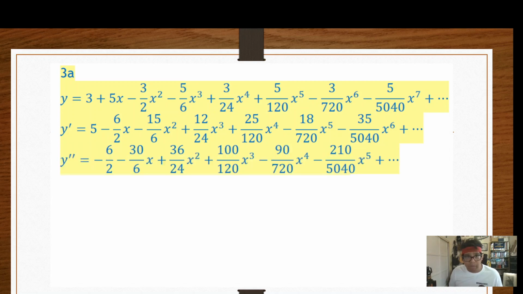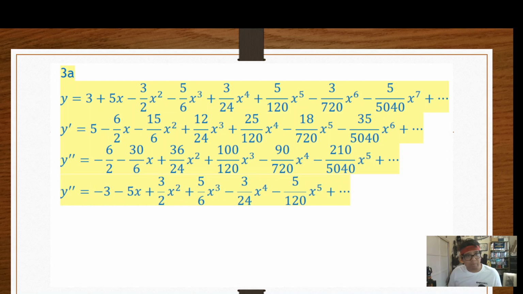Let's take another derivative. Here we go. And now I wish I did simplify, because I take a look and that's 3 over here, and that's negative 6 over 2. And I know that 3 is the same thing as 6 over 2. Same thing with 5. 5 is 30 over 6. So maybe I should have simplified. Next, well, yeah, let's simplify.